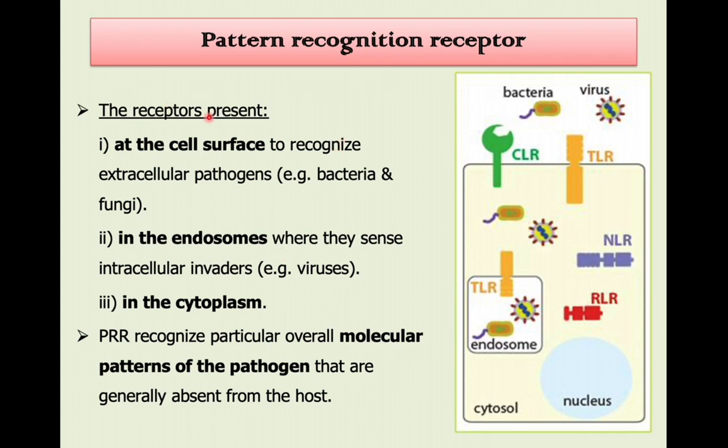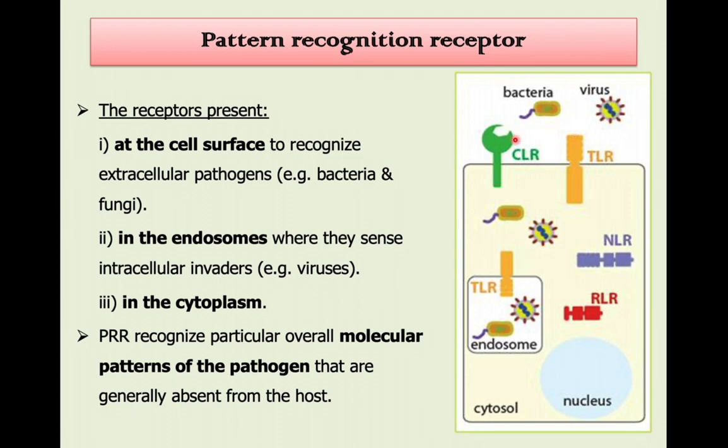The receptors present at the cell surface recognize extracellular pathogens, for example bacteria or fungi, or any molecule that may be produced from the bacteria or fungi or any proteins. In the endosomes, they also sense intracellular invaders, for example viruses. A virus can invade inside the cell, so the PRR is also present in the endosome. This is TLR, toll-like receptor. This is also a toll-like receptor.